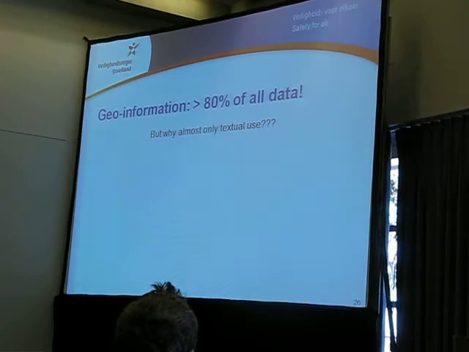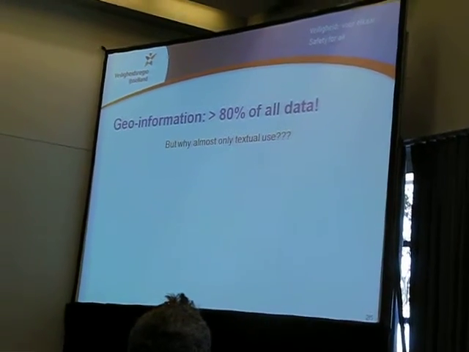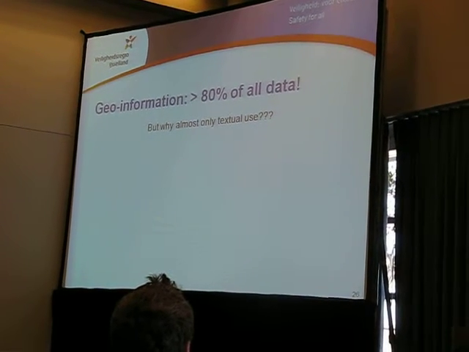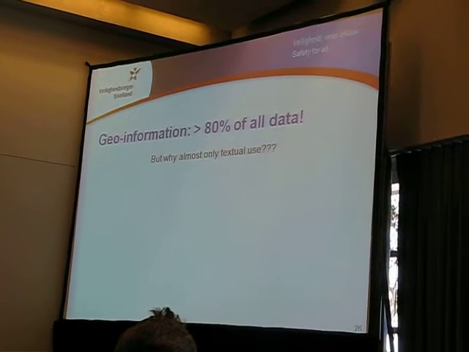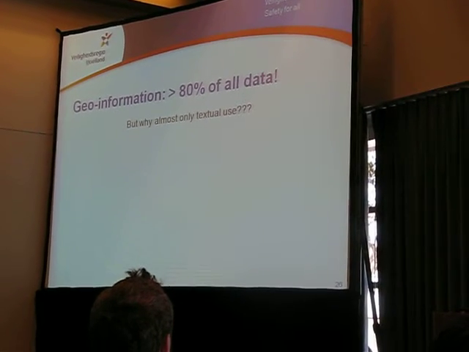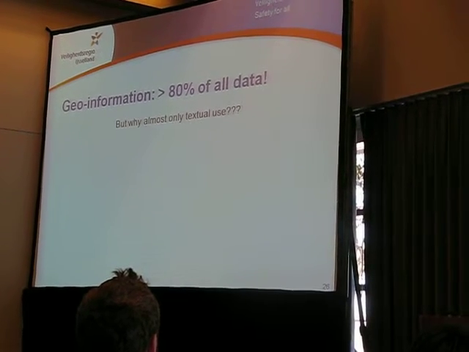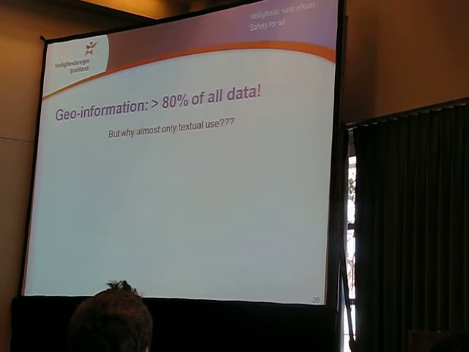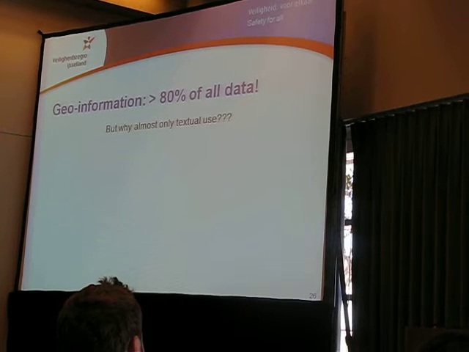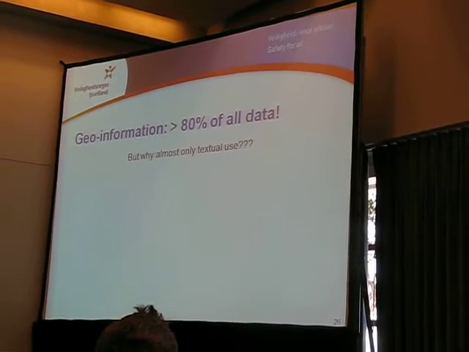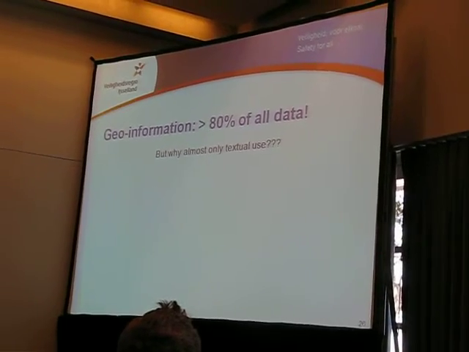Another point of view is, if we look at all data, a lot of papers tell us that more than 80% of that information is geo information. Very interesting for us as GIS workers. But if we zoom in on those 80%, it turns out that those elements are only used as text. And you lose a lot of the value of the information. You get more value if you can also use it spatially.